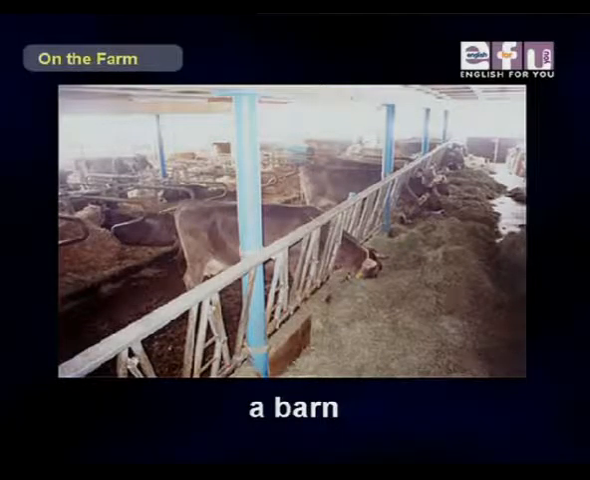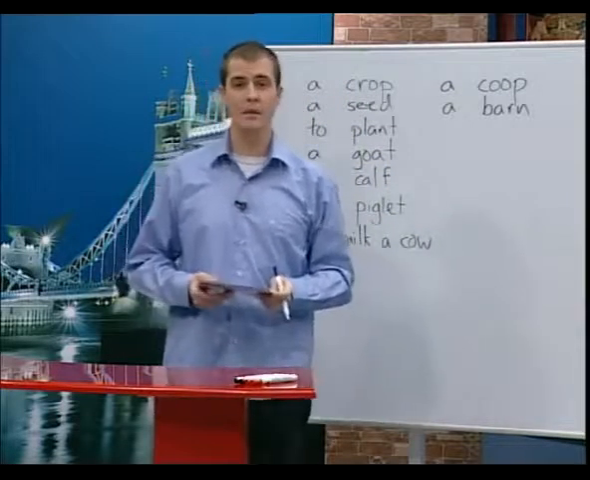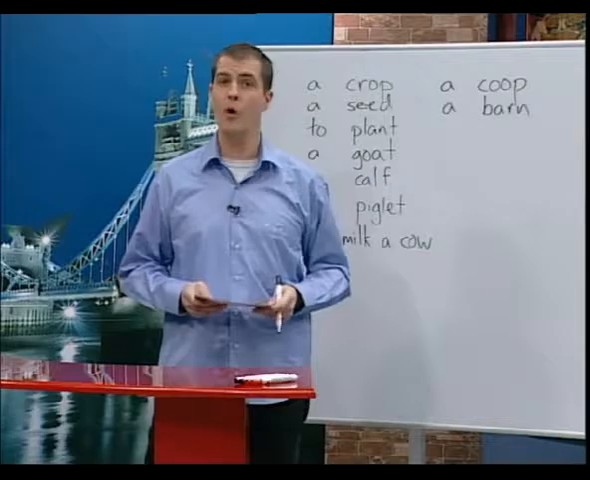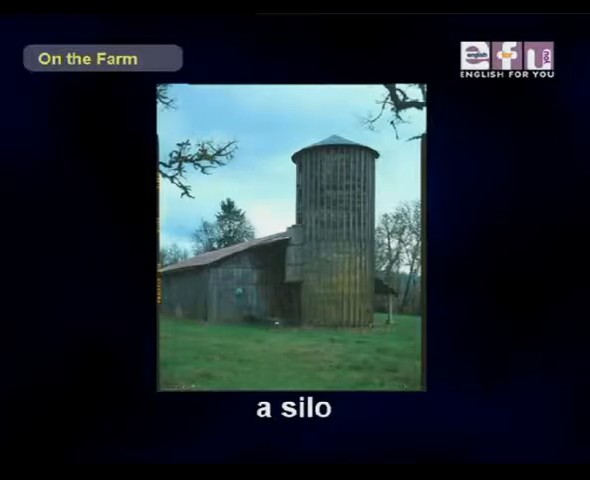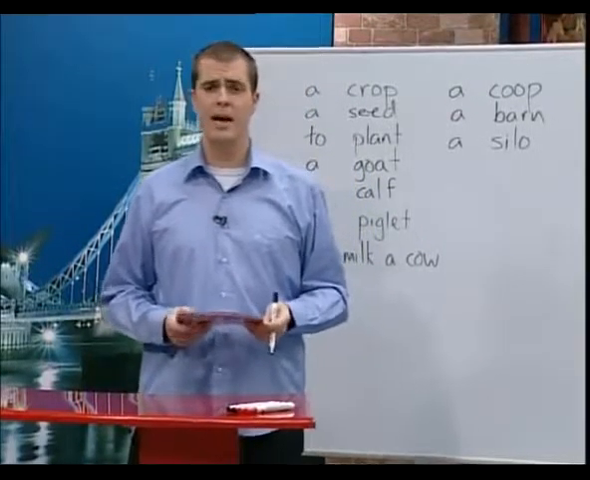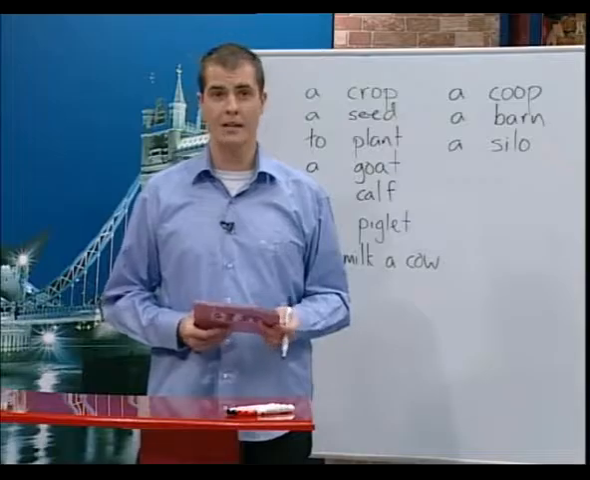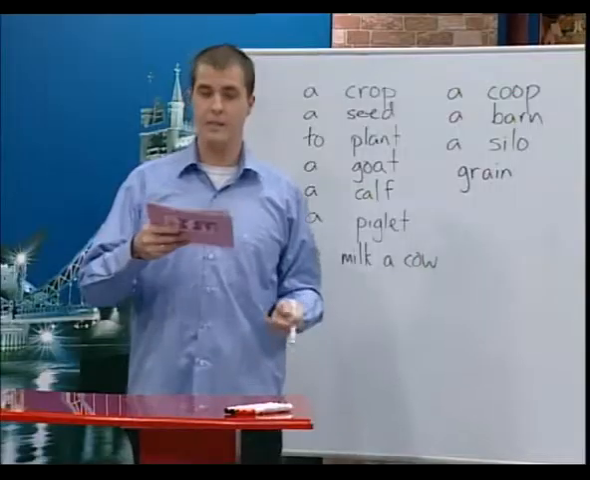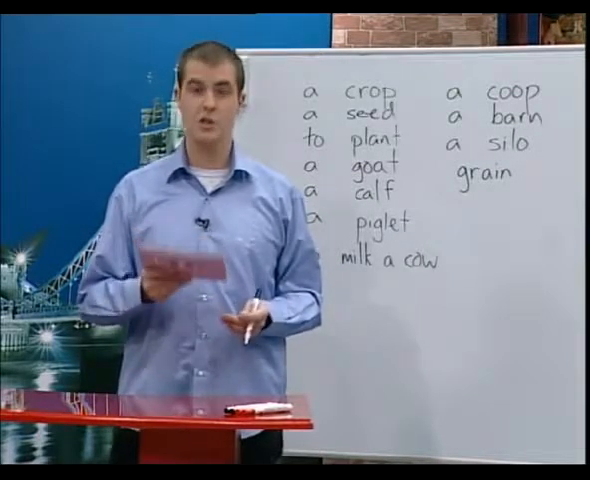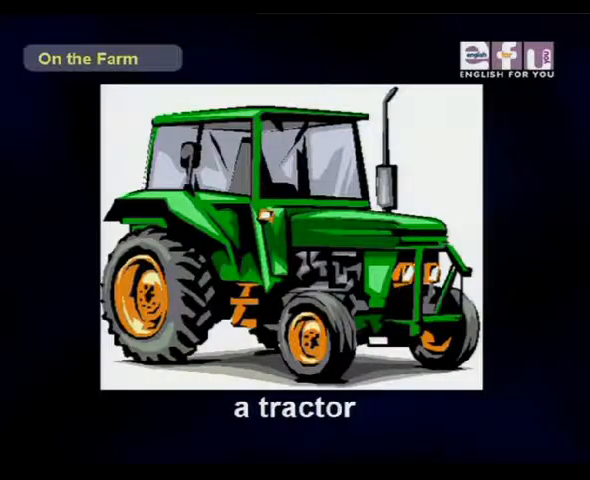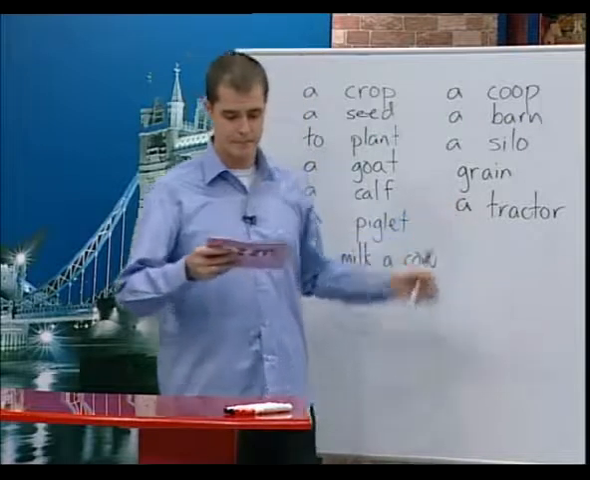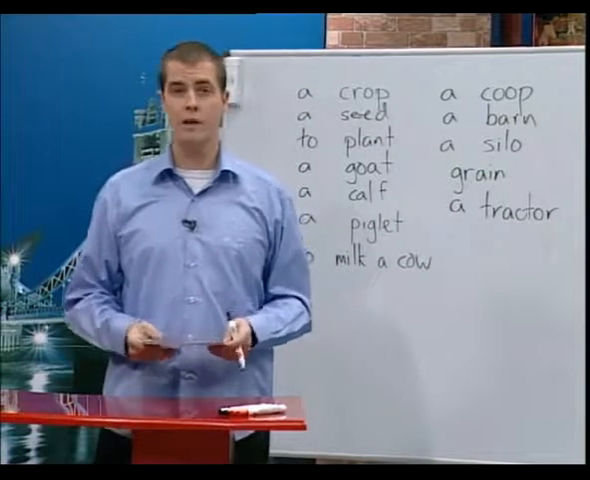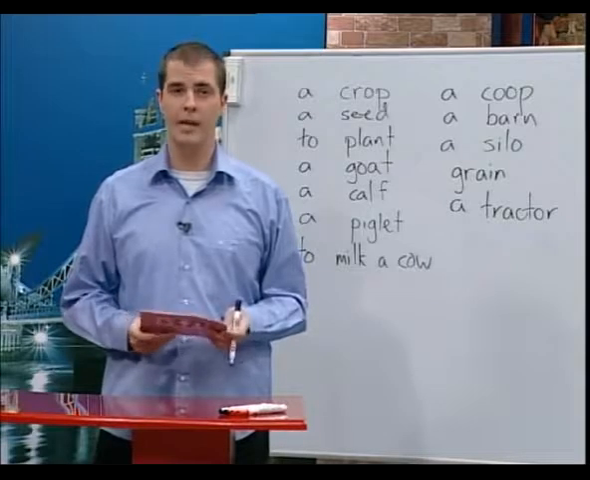A barn. A barn is a large building used for keeping crops or animals in. A silo. A silo is a building that looks like a tower, and it's used to keep grain inside the tower. What's grain? Grain is the seeds of a crop, such as corn or wheat. We have a tractor. A tractor is a strong vehicle with large wheels used for pulling farm machinery.